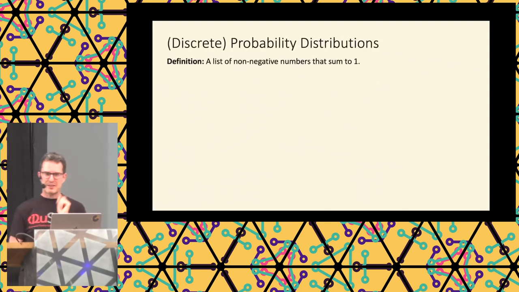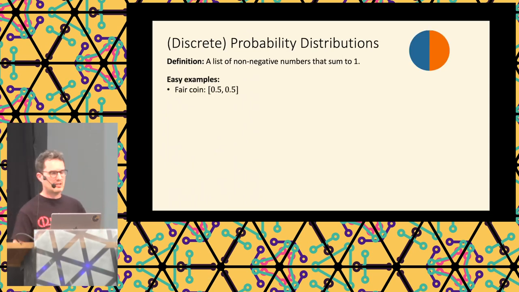Now, another little thing I want to introduce before starting with information theory is probability distributions. We're going to stick to the simple case, just discrete, so no continuous distributions. You can think of them in terms of programming languages just as a list of non-negative numbers. So they can be 0, but they're all bigger or equal to 0, and they sum to 1. That's it. A very easy example is a fair coin, just 50-50.